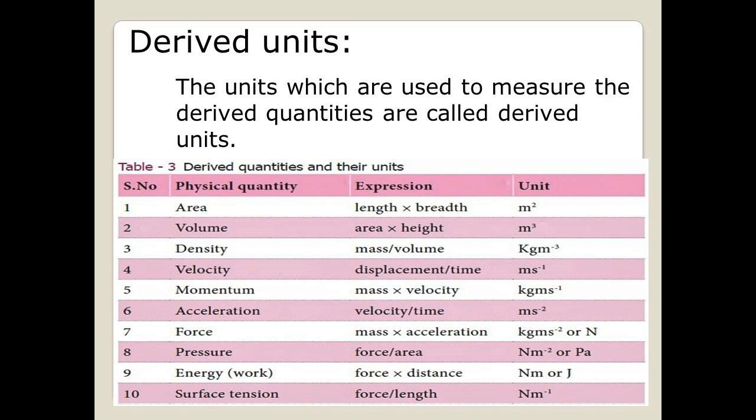Force is mass into acceleration, kilogram meter second to the power minus 2, or we can write N. N is the Newton. Pressure is force by area, N m to the power minus 2, or Pa. Energy is force into distance, Nm or J. Surface tension is force divided by length, N m to the power minus 1.